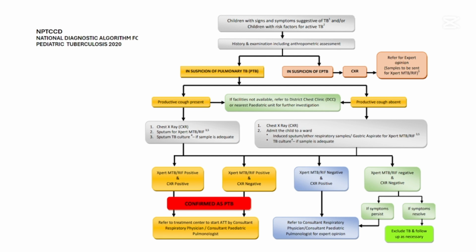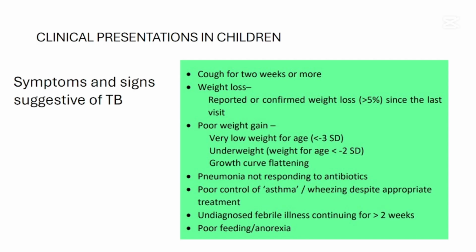I think you can read this, no? So this is the 2020 Sri Lankan National Diagnostic Algorithm for Pediatric TB. According to that, if you find a child with signs and symptoms suggestive of tuberculosis, or if a child has high risk factors for developing tuberculosis disease, then we should follow this algorithm. So what are these signs and symptoms of pediatric TB?